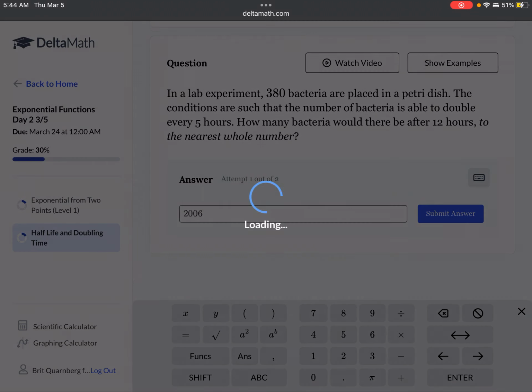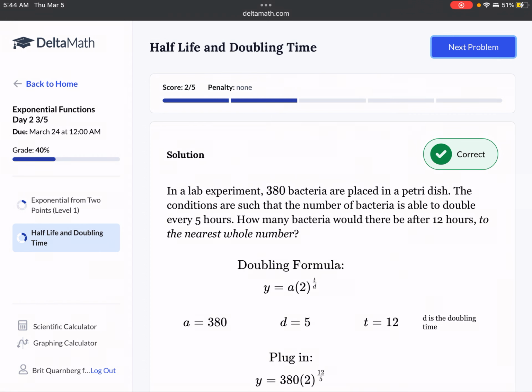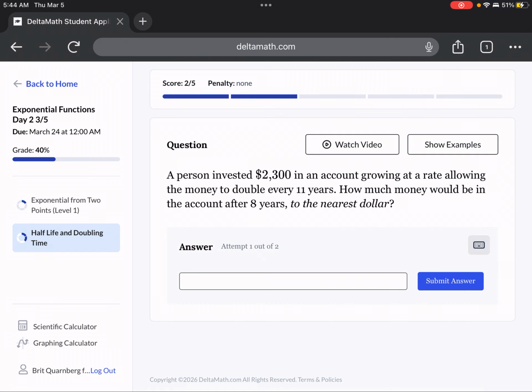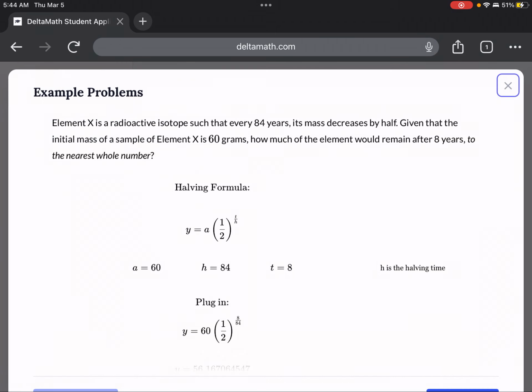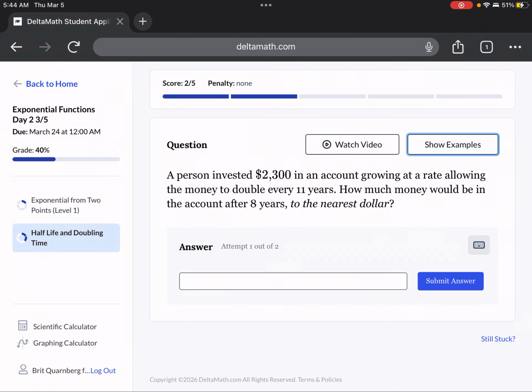Okay, so now you've had an example of each one. If you need more examples, then you are welcome to watch the video or do the examples, like look at these examples. All right, hopefully this helps, and please go back and watch the other video too.